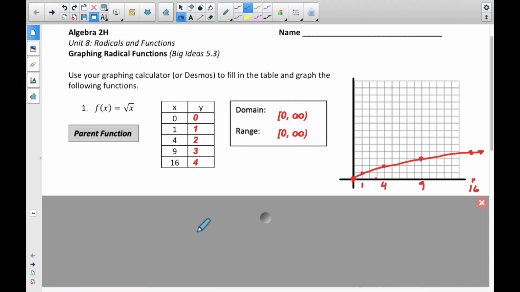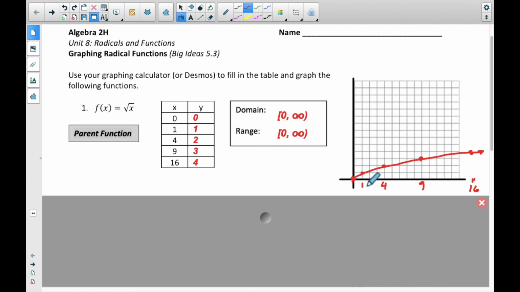Well, why is it only half? Let's think about that. Why is it only half? Why aren't there any negative y values? Okay, that's a good question. Another one, why is it on its side? Why isn't it going the other way?